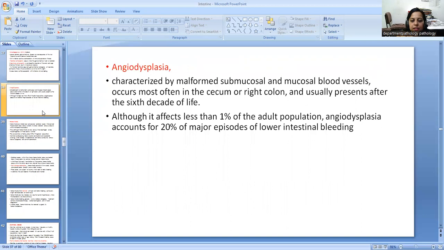bleeding. Angiodysplasia is characterized by malformed submucosal and mucosal blood vessels, occurs most often in the cecum or right colon, and usually presents after the sixth decade of life.